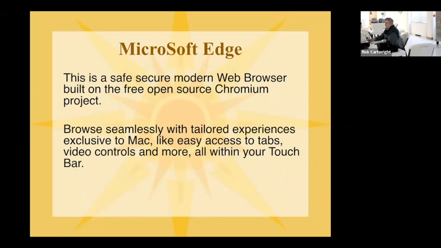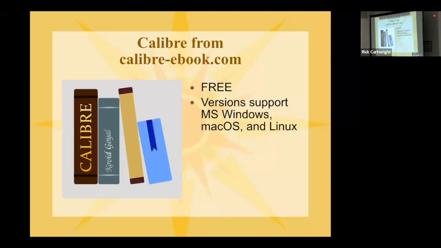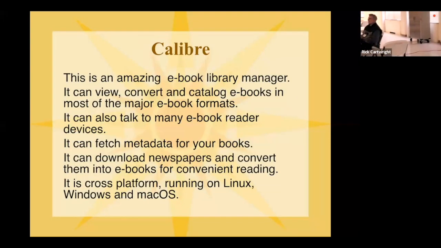Okay, moving right along. Calibre. It's free. It's from calibre-ebook.com. This is a multi-operating system application. In other words, there's a version that runs on Windows machines, there's a version that runs on Mac computers, there's a version that runs on Linux computers. What does it do? Well, you can probably tell from that it has something to do with books. It's an absolutely amazing ebook library manager.